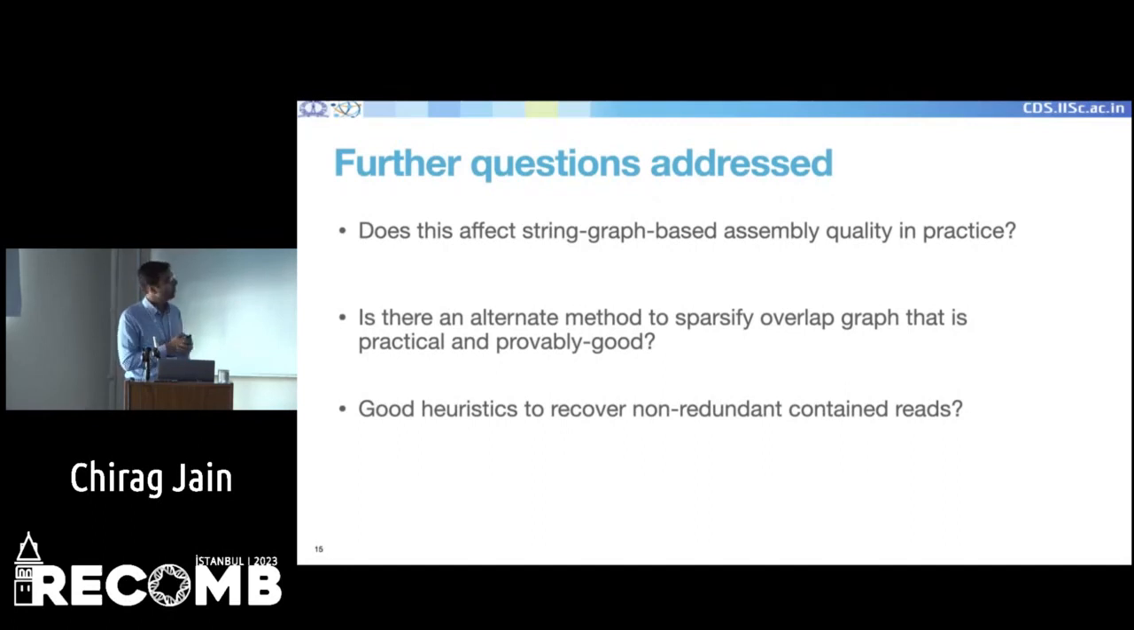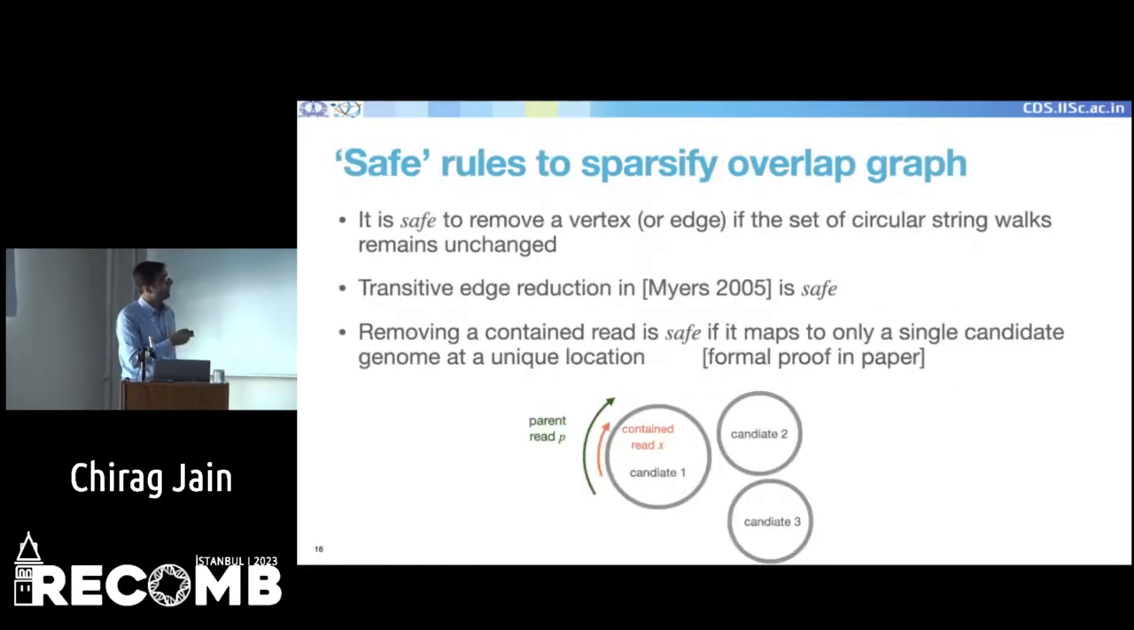So first, we look at safe rules that we can define to sparsify these overlap graphs. The first is obvious: one can remove a vertex or an edge in the graph if the set of circular string walks remains unchanged. That's an obvious step, because if the set of circular string walks remains unchanged, then all the chromosomes can still be spelled in the graph. The second is that the transitive edge reduction from Myers is also guaranteed to be safe.